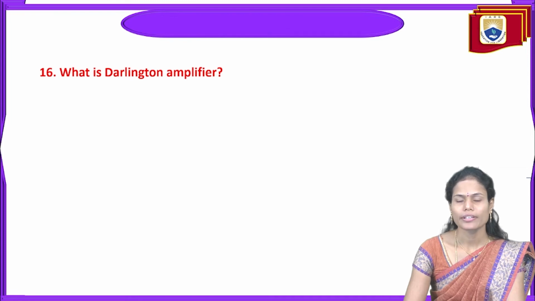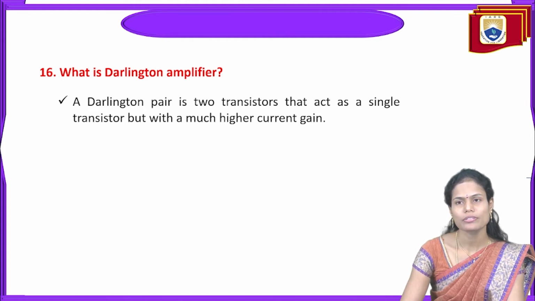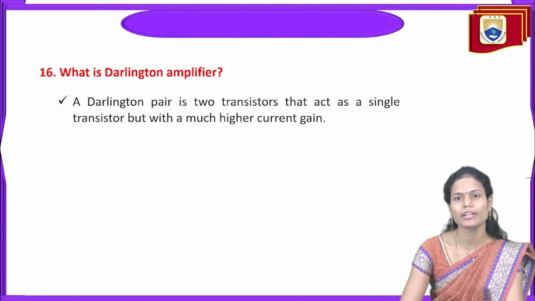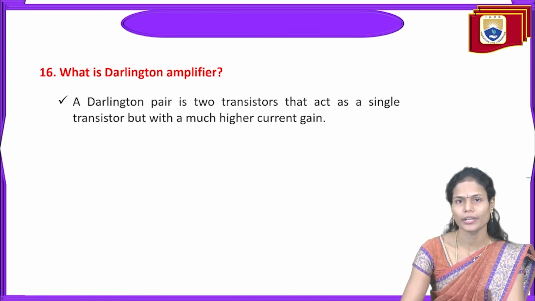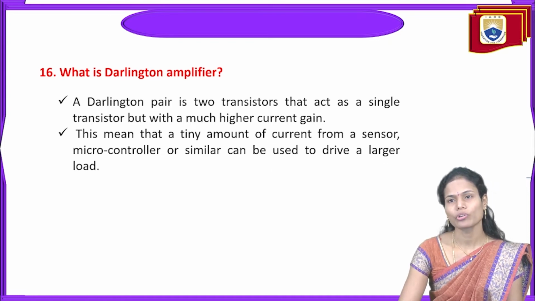Next, what is Darlington amplifier? A Darlington amplifier or Darlington pair is two transistors that act as a single transistor but with a much higher current gain. This Darlington amplifier is the combination of two transistors, but we represent it with a single transistor with very high current gain. That is, a small amount of current from a sensor or microcontroller can be used to drive a larger load.